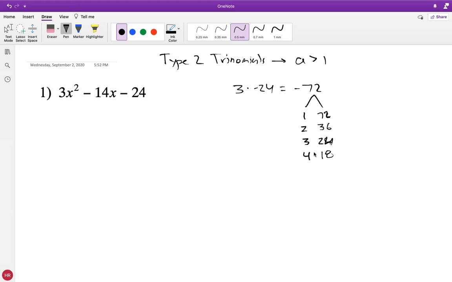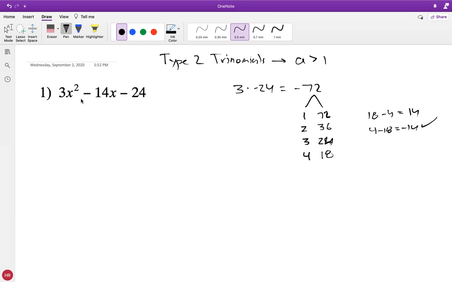So that's good. I'm going to use these two factors, and I need the 18 to be negative so that I end up with negative 14. What I mean by that is if I do 18 minus 4, I get positive 14. If I do 4 minus 18, I get negative 14. I want this one.